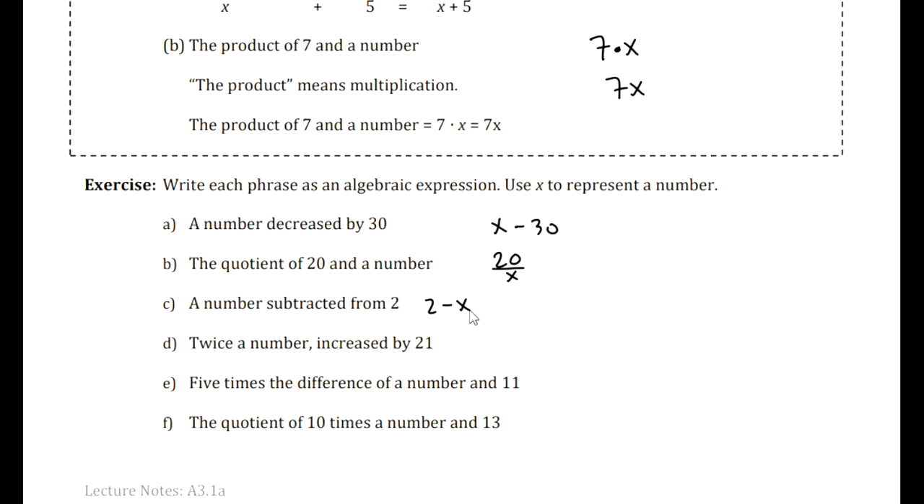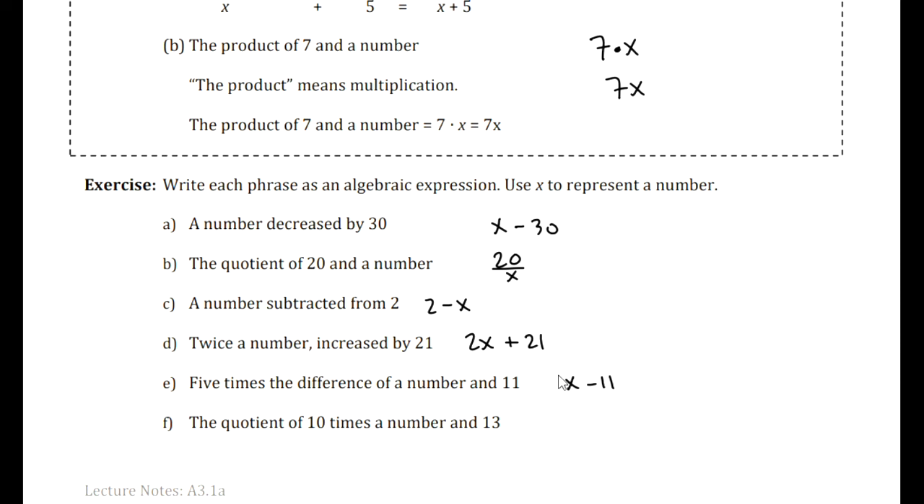Here we have two operations, twice a number increased by 21. So twice a number, that's 2x, increased by 21 is plus 21. E, 5 times the difference of a number and 11. So it's 5 times the difference. So we have to construct the difference first. So it's the difference of a number and 11. So the difference of a number and 11 is x minus 11, and then it's 5 times that quantity.